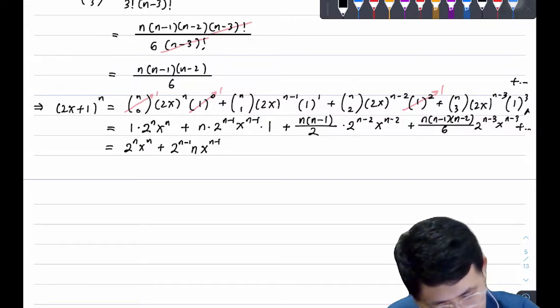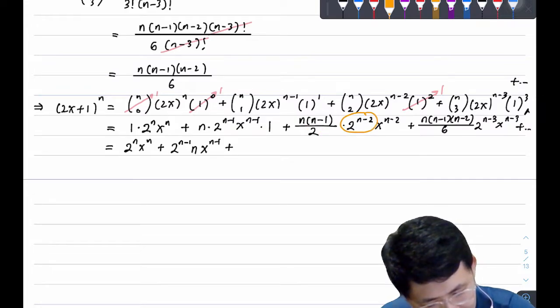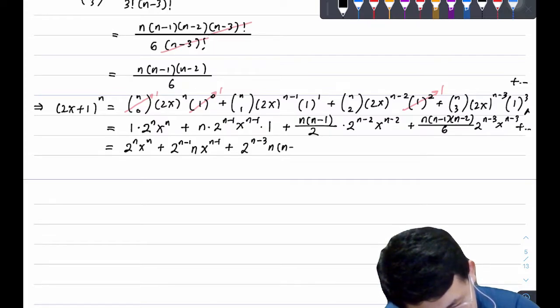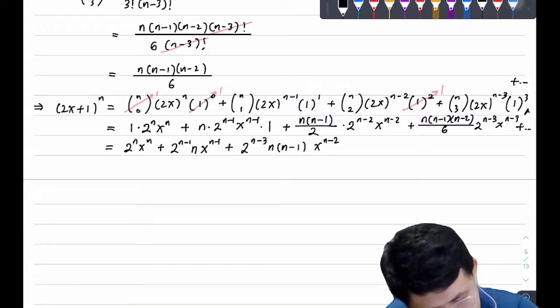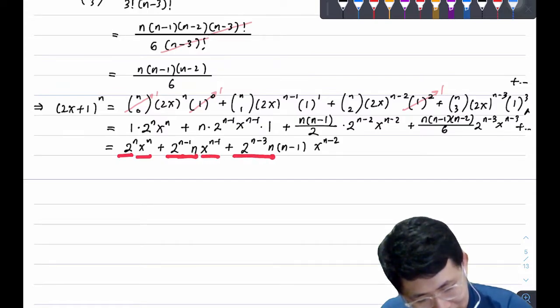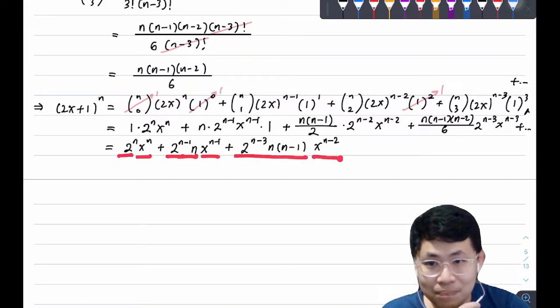Okay, so next one over here, let me simplify a bit. So 2n minus 2 divided by 2. So I have a 2 to the power of n minus 3. Okay, 2 to the power of n minus 3 times n and n minus 1 to the power of x, x to the power of n minus 2. So you see, there's a coefficient and the x term. This is the coefficient and this is the x term, right?